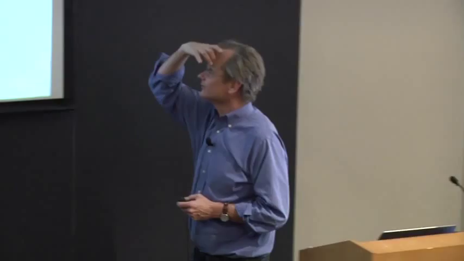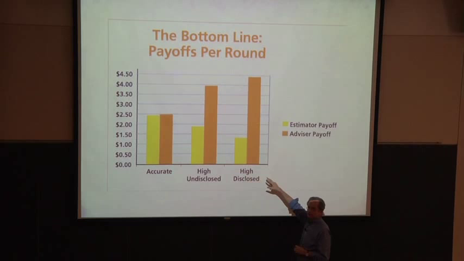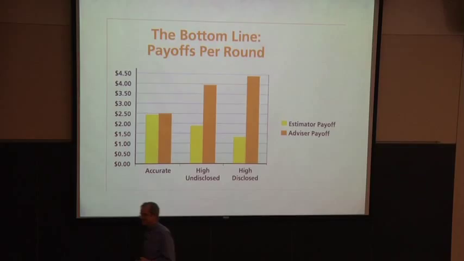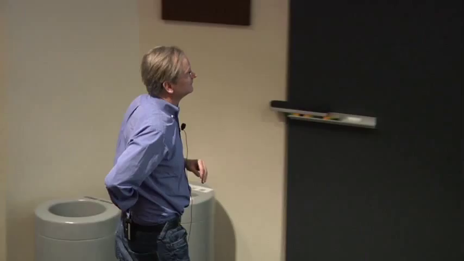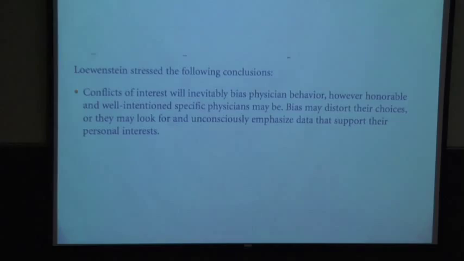This paper goes on to describe modeling this, and this is a pretty dramatic way of characterizing the way that payoffs in these kinds of disclosure games work. The gap between the yellow and the orange line measures the difference: the loser is the yellow, the orange is the winner. So the advisor is winning the most in the context of high disclosure. So disclosure turns out to be a technique for the rich to get richer. This is a technique for producing it because it's in fact inducing people to behave in a way that's worse than they would have behaved had there not been that kind of disclosure. So it's hard to embrace the idea of disclosure as a sufficient solution to the problem of institutional corruption. As Loewenstein puts it, conflicts of interest will bias physicians, however well-intentioned.